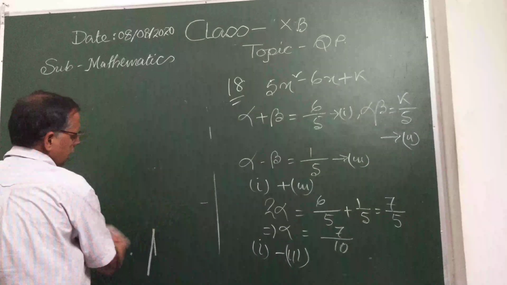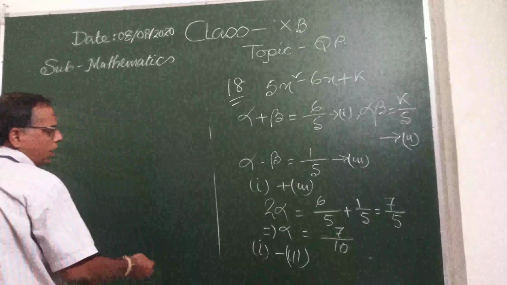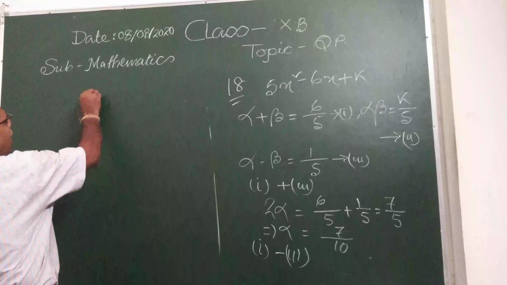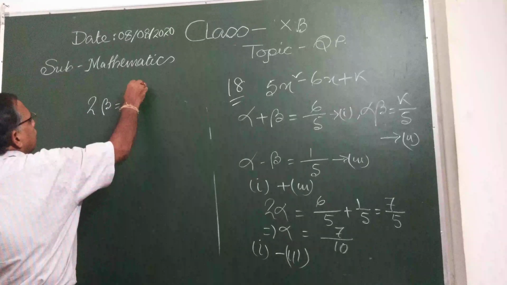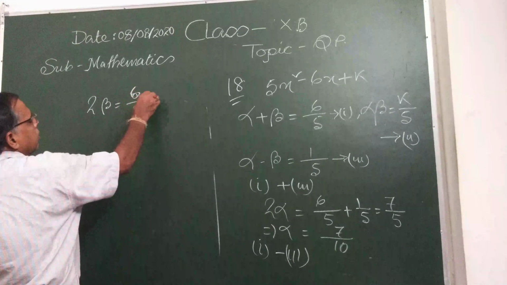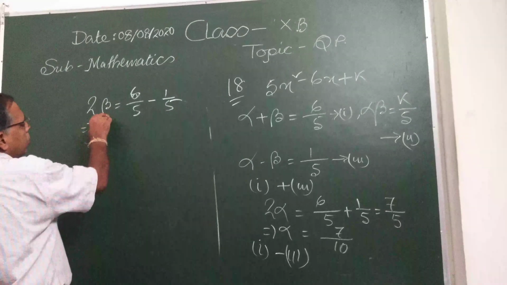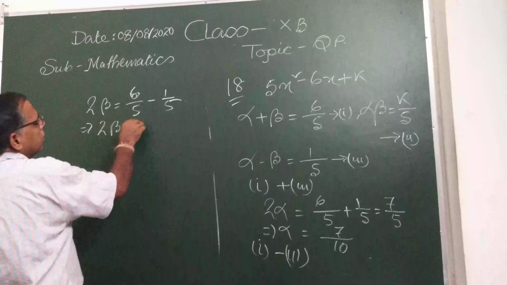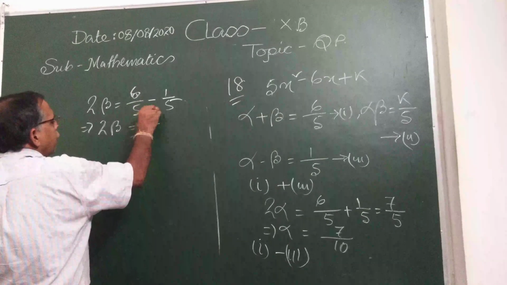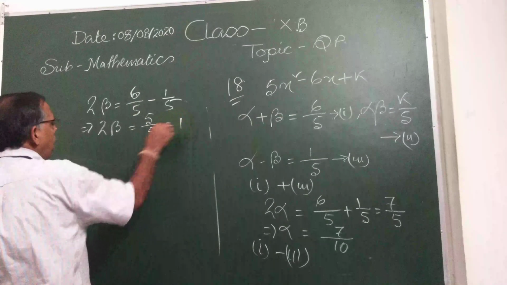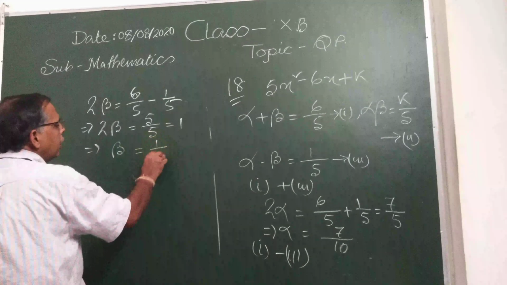1 minus 3C. Now alpha will eliminate. Now you can eliminate alpha. So twice beta equal to 6 by 5 minus 1 by 5. So ultimately twice beta equal to how much? 5 by 5 equal to 1. Ultimately beta equal to 1 by 2.